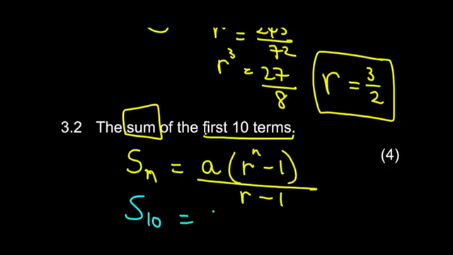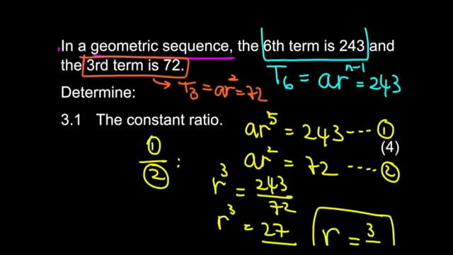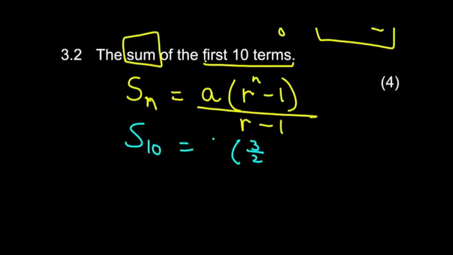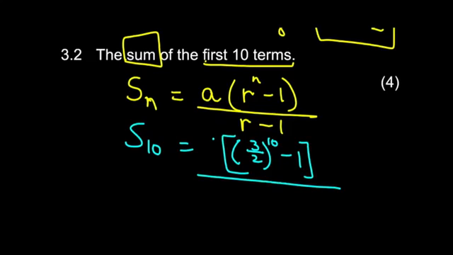So A, I don't think I've worked out A yet. No. So we need to work out A first. So A multiplied by, we have worked out R, it's 3 over 2 to the power of 10 minus 1, and we need to multiply that by A, we're coming to that in a moment, divided by 3 over 2 minus 1.